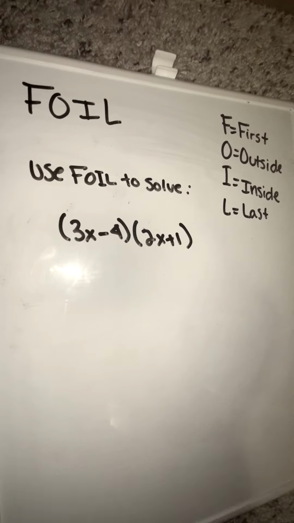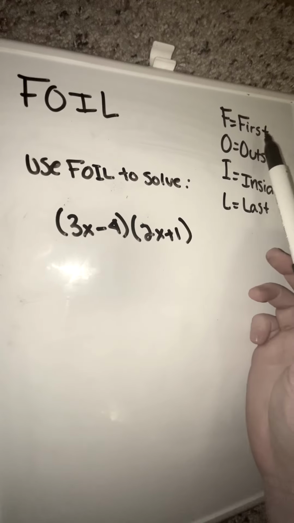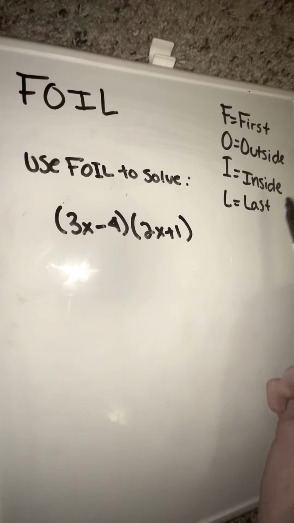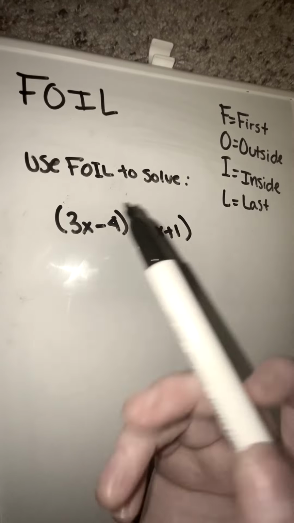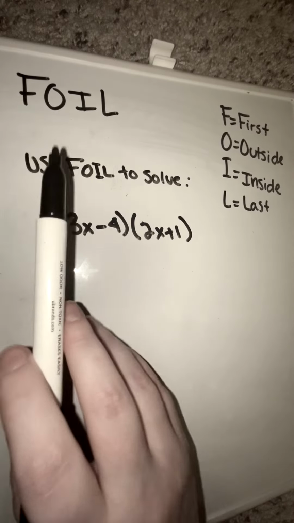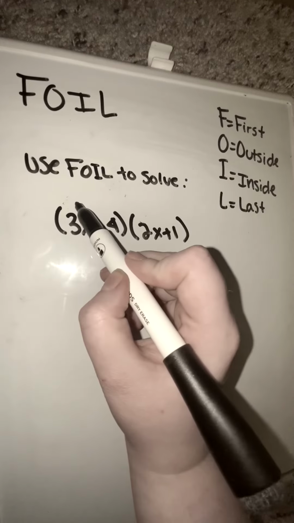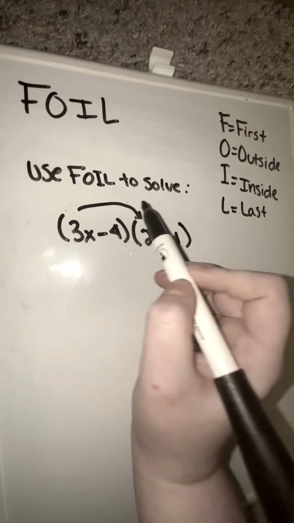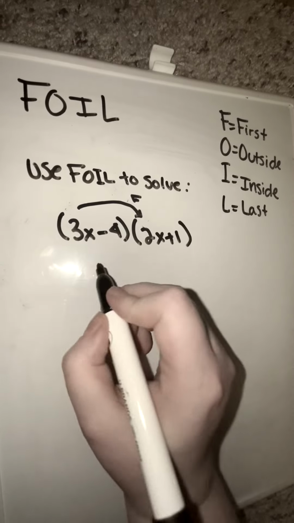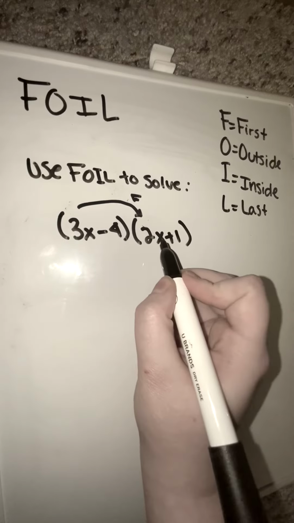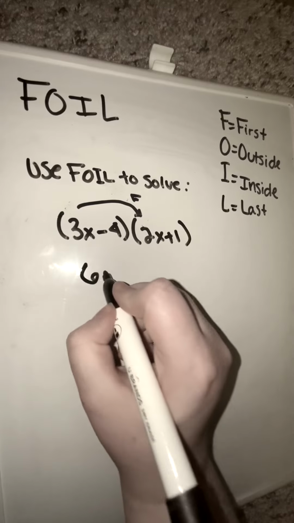So first of all, FOIL stands for first, outside, inside, last. So if you have a problem that says use FOIL to solve the equation, you would do F, which is first, which would be 3x times 2x, which is 6x squared.